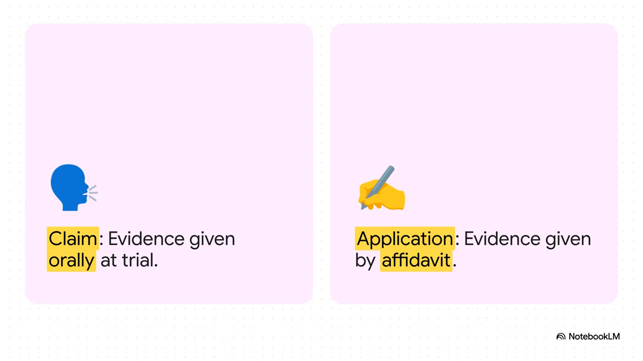And there it is, the core of Rule 390 laid out plain and simple. It's a fork in the road. A claim means your default is oral evidence, people in the witness box telling their story. An application, on the other hand, means you're working with written evidence by affidavit. Burning this distinction into your brain is step number one.